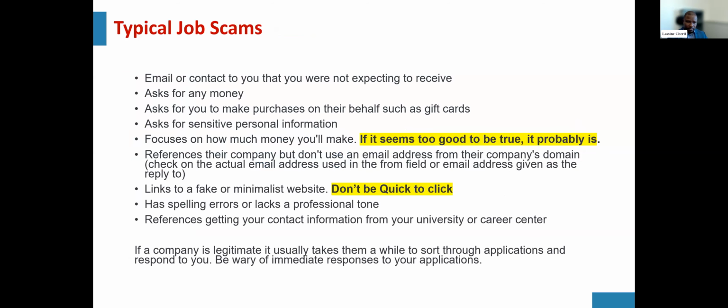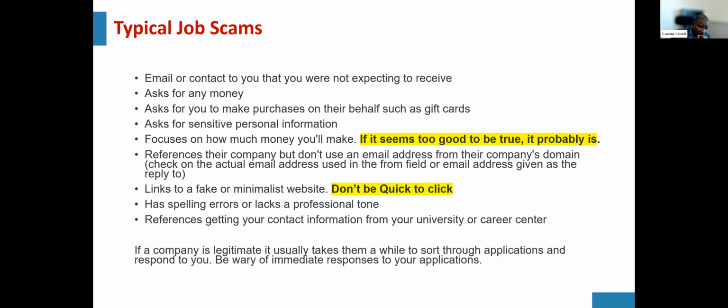So now let's look. Let's review some characteristics of an email job scam. Usually, as I said earlier, you will get an unsolicited email, from somebody that you don't know, an email that you don't expect. They will always emphasize money, ask you for money, and remember, the end goal is to get money from you.